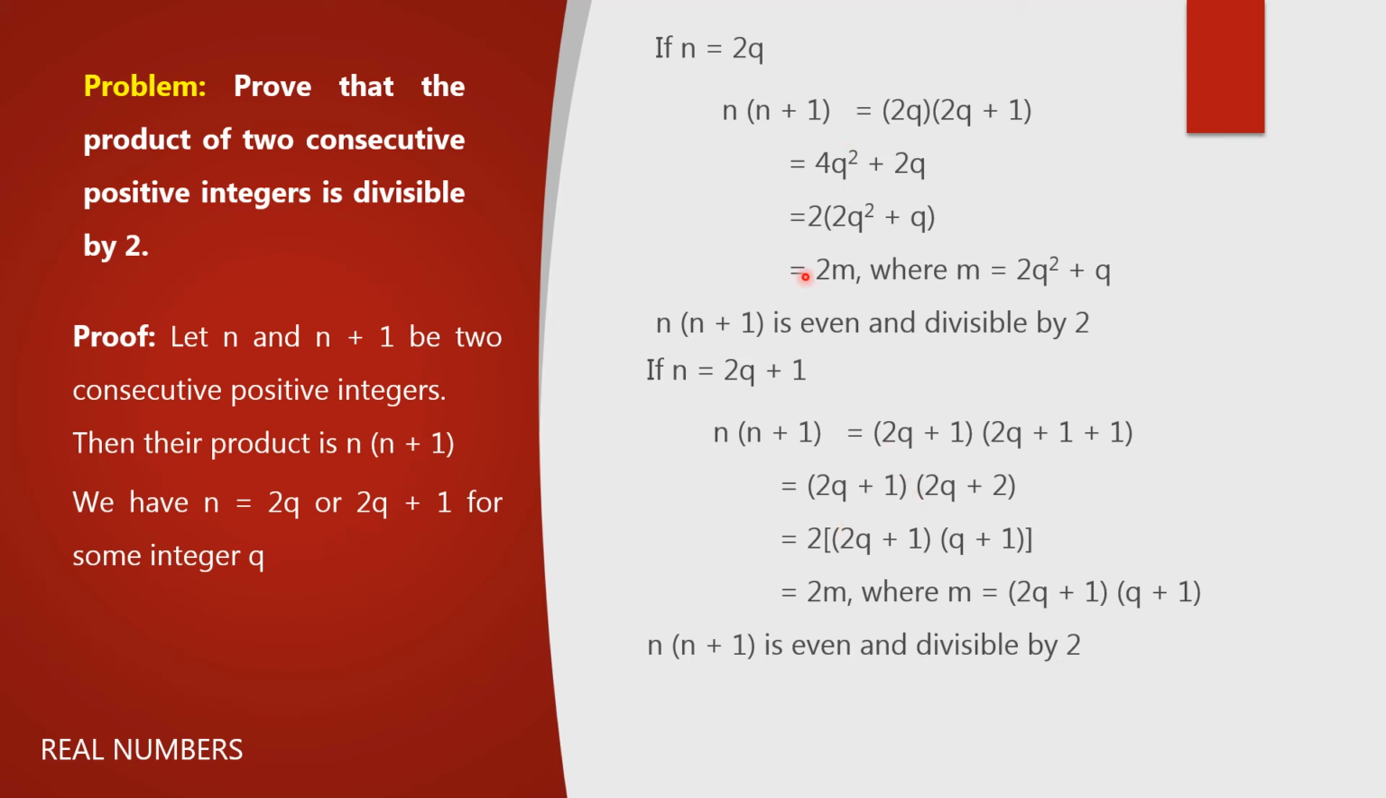From these two cases, you can conclude the product of two consecutive positive integers, that is n into n plus 1, is divisible by 2 always. Okay, from these two cases you can conclude, hence the product of two consecutive integers is divisible by 2.